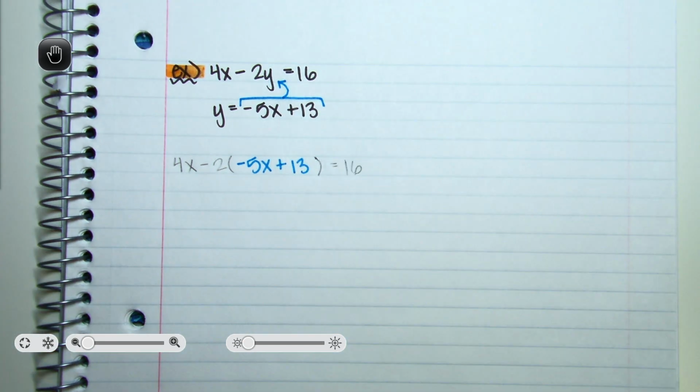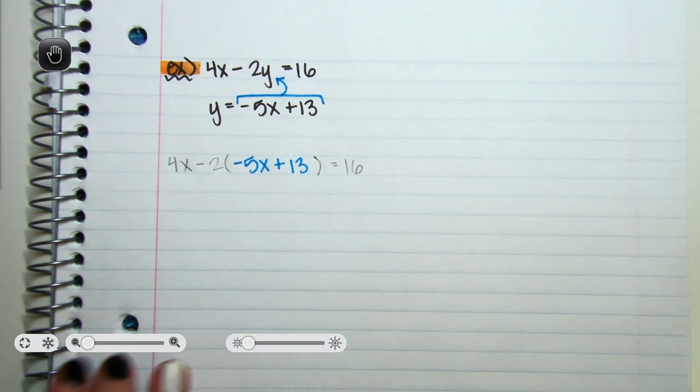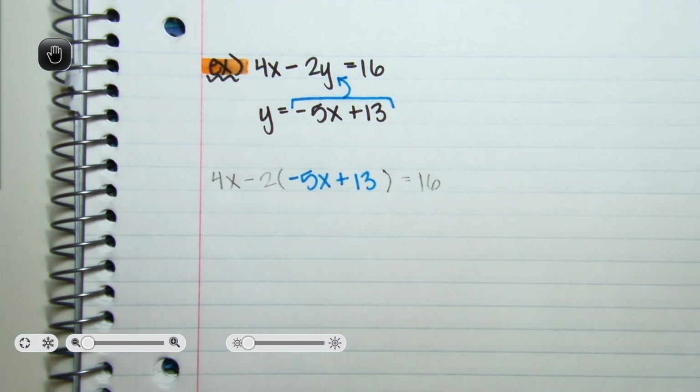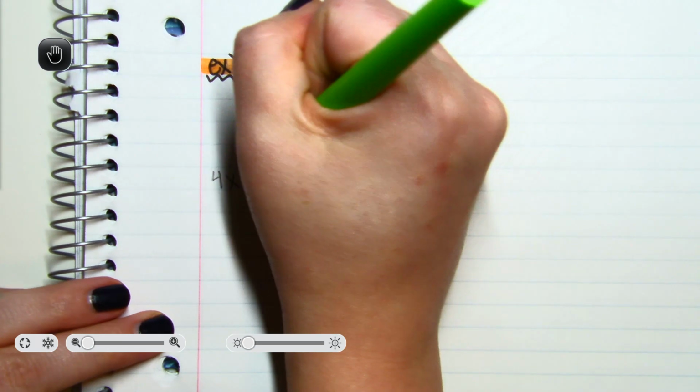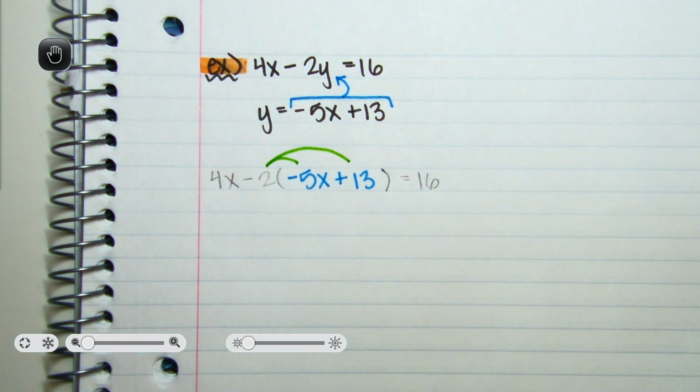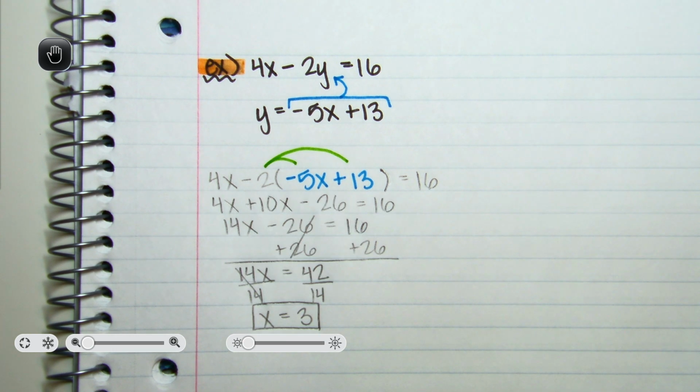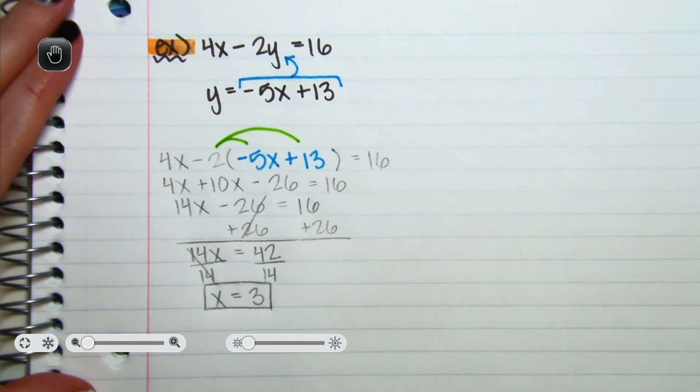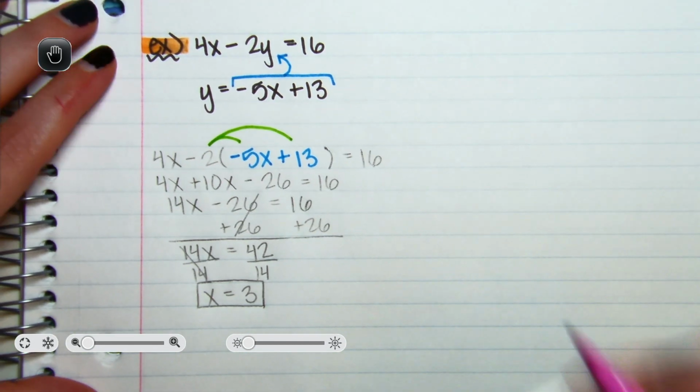What do I do next to simplify this? Good, you should have said distribute the -2, because we need to simplify this. So when I distribute, go ahead and pause this video, finish solving for x, and then push play when you're ready to check your answer. Go ahead and check your answer. Make sure you got x equals 3. And I wrote all of the individual steps so that you can check your work in case you made a mistake.